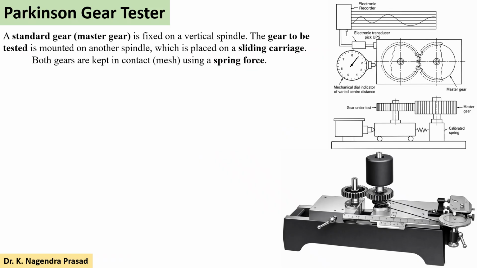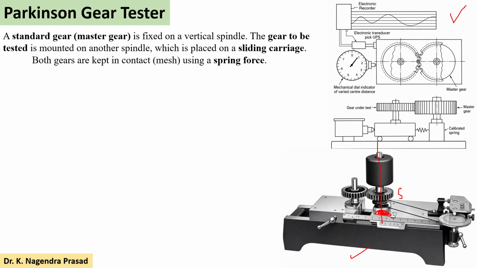Let's see the discussion of the Parkinson gear tester. This is the schematic representation of the Parkinson gear tester, and this is the instrument which is used in industries. So let's discuss it briefly. In the schematic representation, you have to observe here a standard gear. This standard gear is fixed on a vertical spindle. So this is the vertical spindle and it is fixed, so there is no movement in the standard gear.